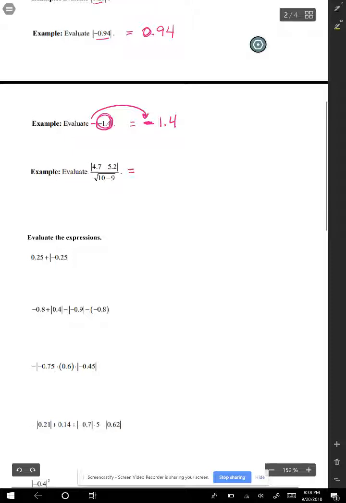Here we're going to use our order of operations. We need to do the numerator, 4.7 minus 5.2, first. That's -0.5. Notice I still have the absolute value bars around it. And then the square root of 10 minus 9 is 1. Notice I still have my square root. Now when I take the absolute value of -0.5, it would be positive 0.5, and the square root of 1 is 1. And then 0.5 divided by 1 is 0.5.